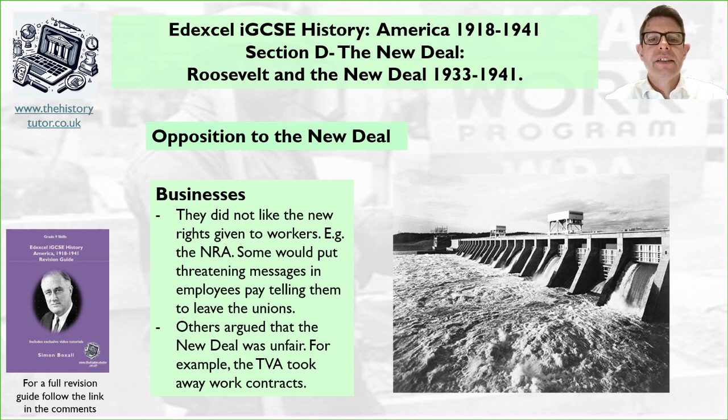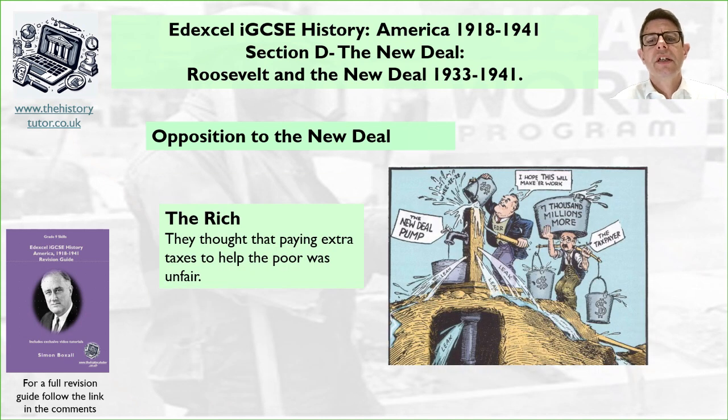Some would put threatening messages into their employees' pay statements telling them to leave the unions. Others argued that the New Deal was unfair. For example, the TVA took away work contracts, so the state was doing the work of the Tennessee Valley Authority to improve the land, not private companies. Other opposition, the rich, they thought that paying extra tax to the poor was unfair. The poor should work harder, and they had that old-fashioned value of thinking the poor were lazy.